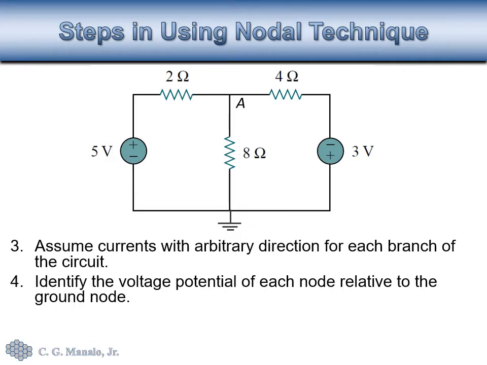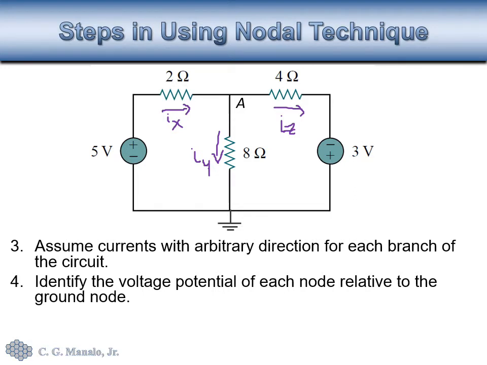The third step is to assume arbitrary currents in the elements or in the branch. So let's say in our 2 ohms, we have a current that is flowing in this direction. Let's say this is I sub x. Here, let's say we have I sub y, and here, let's say we have I sub z. These are purely arbitrary, meaning we could have used a different direction. So it's all up to you.